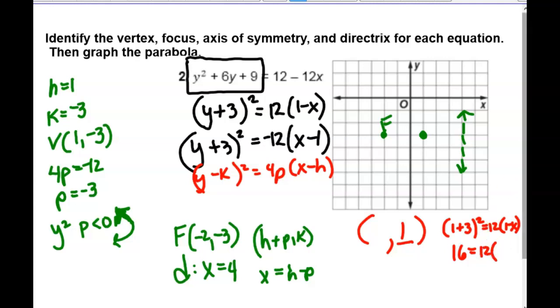Oh, I put it in a weird place, didn't I? Sorry. I should put it in this one probably. Negative 12 times x minus 1. It wouldn't matter, but... So 16 over negative 12, and then I need to add 1 over to that side. Oh, that's a minus. I'm struggling here, guys. 16 divided by negative 12 plus 1. Anybody get negative 0.3?